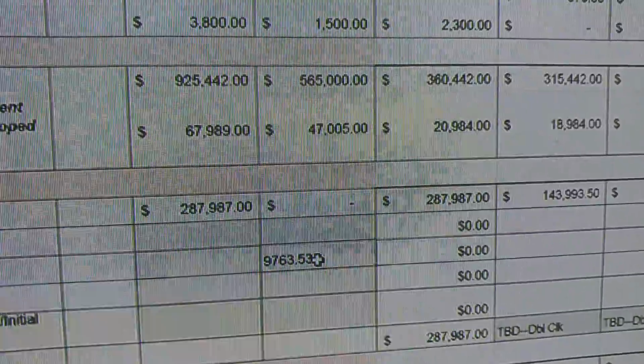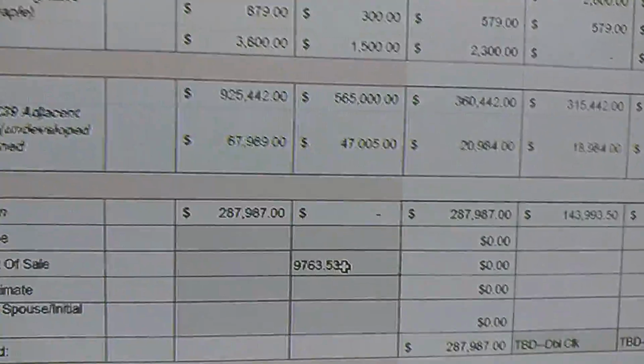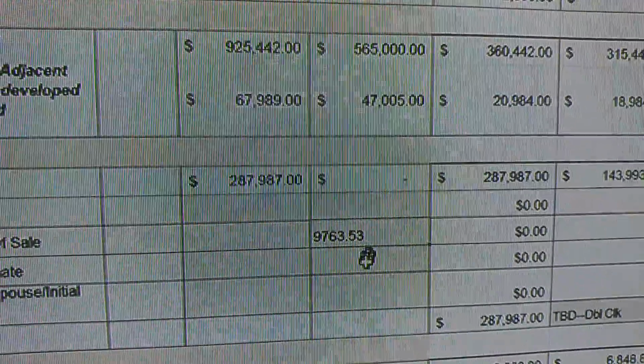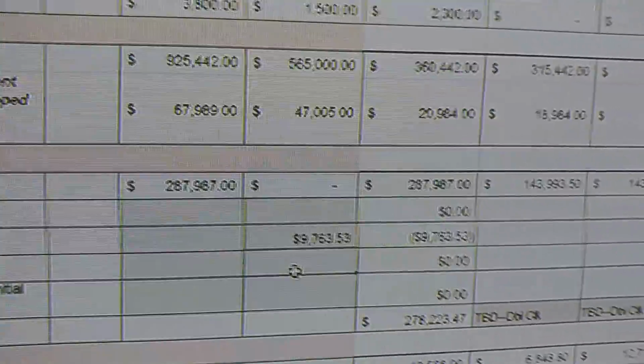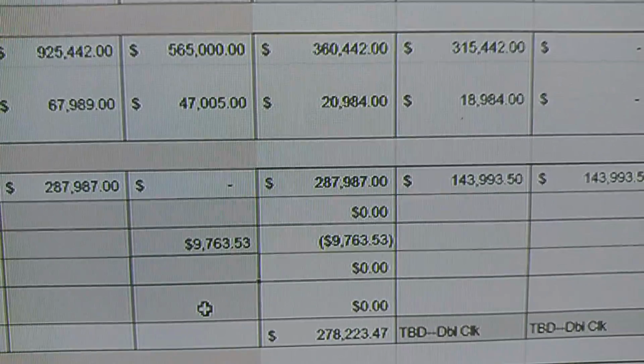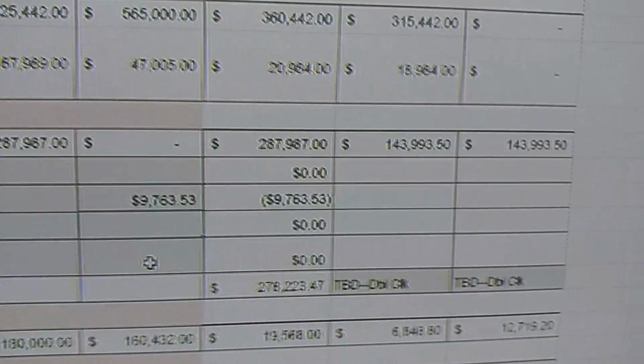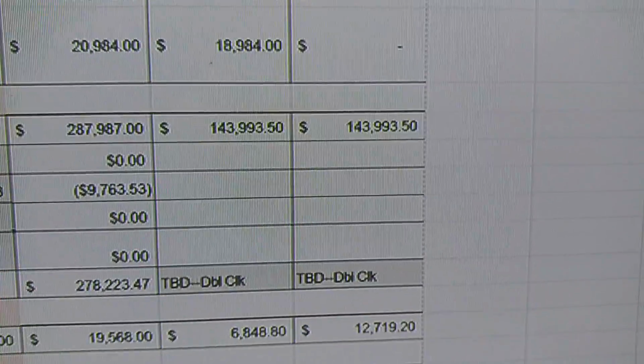Now, I ask you, how did she remember that? I don't know, but she did a great job, didn't she? And she hits enter. There you go. It shows up in the totals with the parentheses, meaning this is coming out. Let's see how we're going to take it out, though.